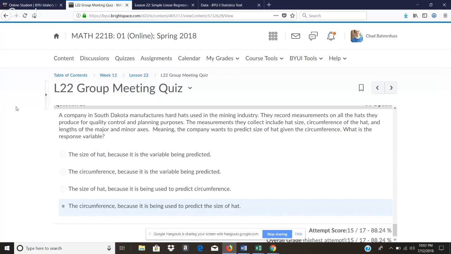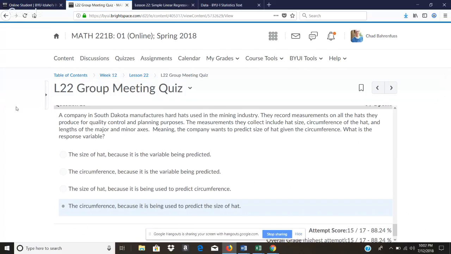So I'm thinking it's number 3. The size of hat is predicted from the circumference. Because here it says the response variable is the focus of a question in a study or experiment. They're focusing on the size of the hat. The explanatory variable is the one used to experiment. So let me try that.